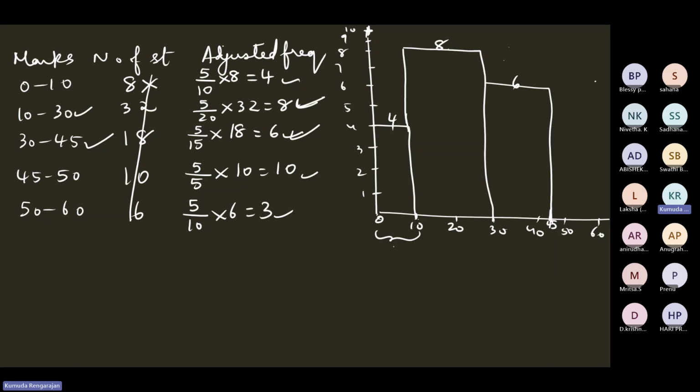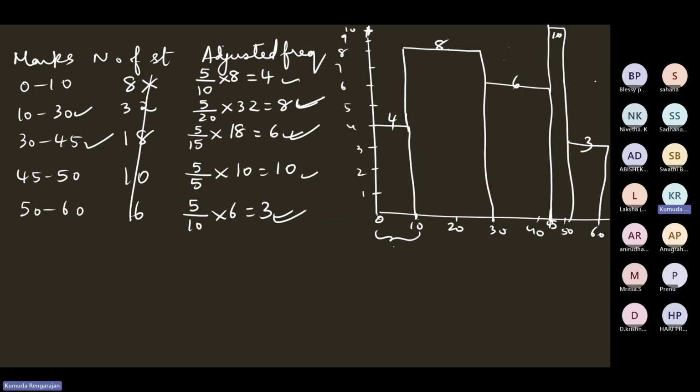Then 45 to 50, the height is 10. So this rectangle will be thinner. And 50 to 60, the height is 3. That's it.